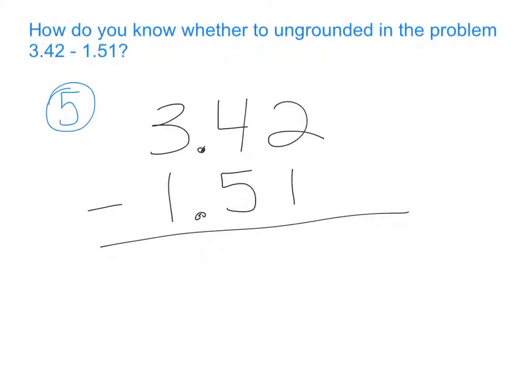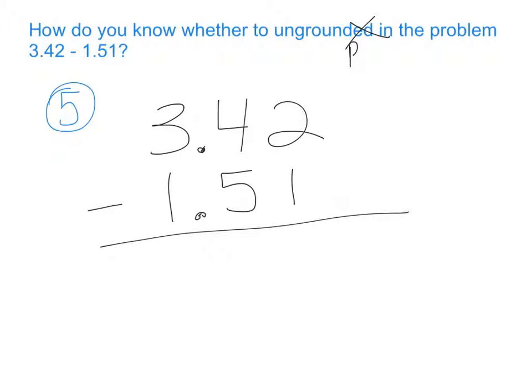Moving right along, item 5 asks, how do you know whether to ungroup? That should say ungroup. That's kind of a weird thing. I just fixed it and it's messed up. How do you know whether to ungroup in the problem 3 and 42 hundredths take away 1 and 51 hundredths?